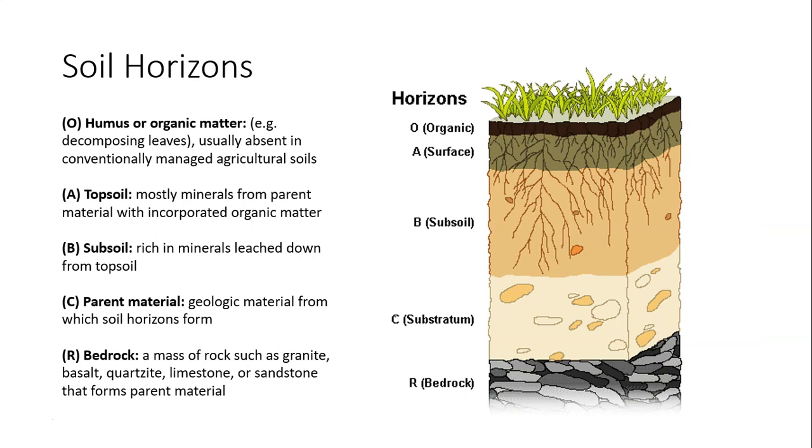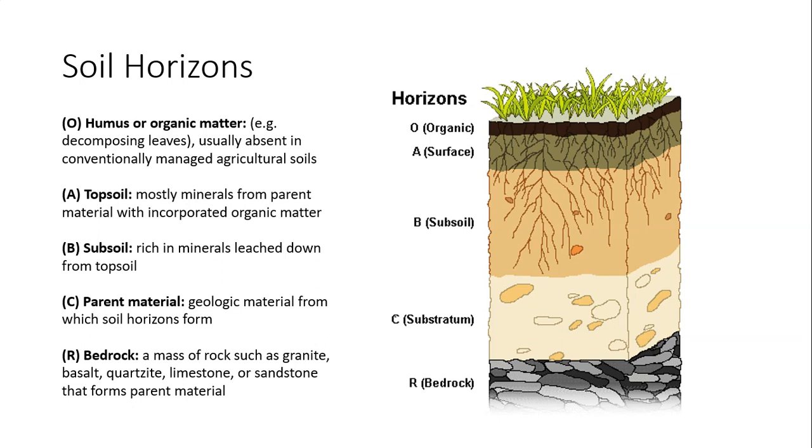Soils in natural systems have layers, while layers in agricultural soils may be less defined. The O layer, or the humus or organic matter, for example, decomposing leaves, is usually absent in conventionally managed agricultural soils. The A layer, or topsoil, is mostly minerals from parent material with incorporated organic matter. The B layer, or the subsoil, is rich in minerals leached down from the topsoil. The C layer, or the parent material, is geologic material from which soil horizons form.